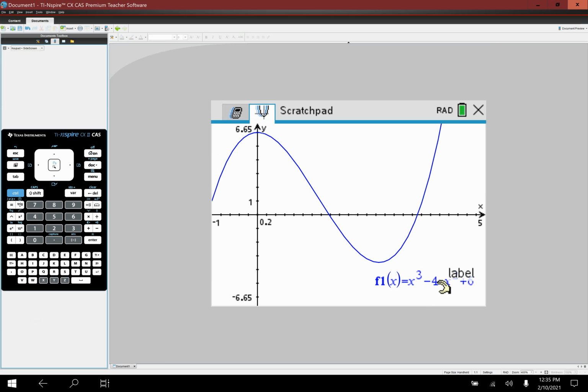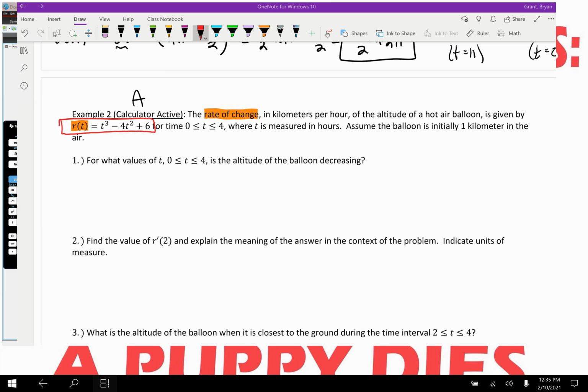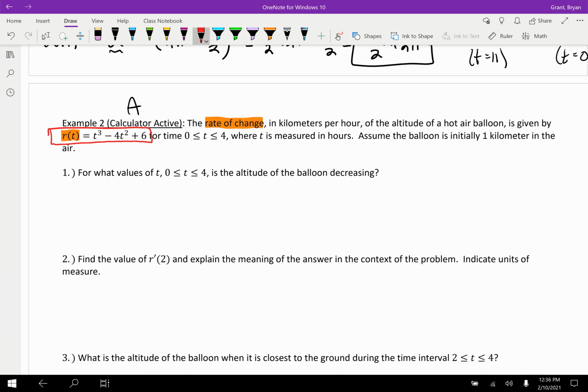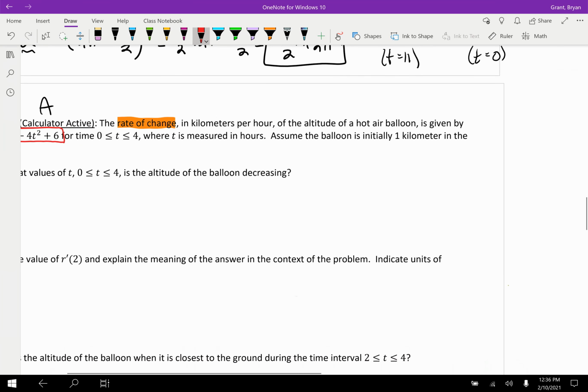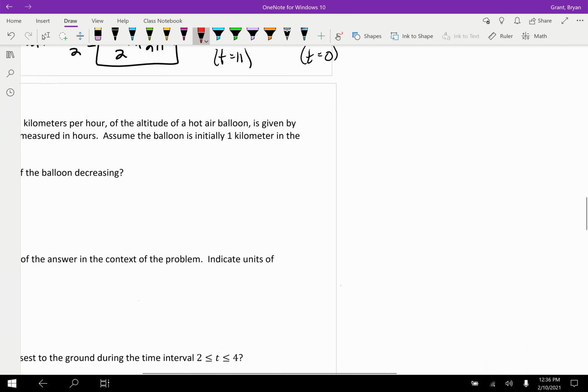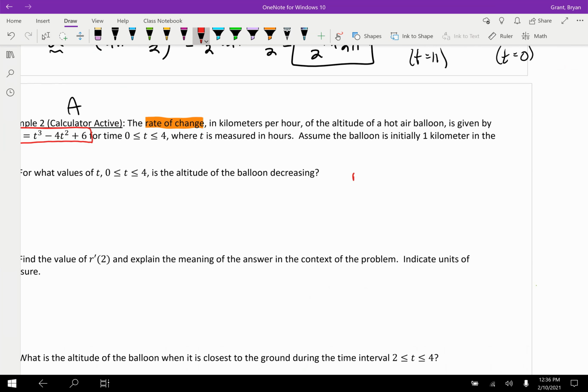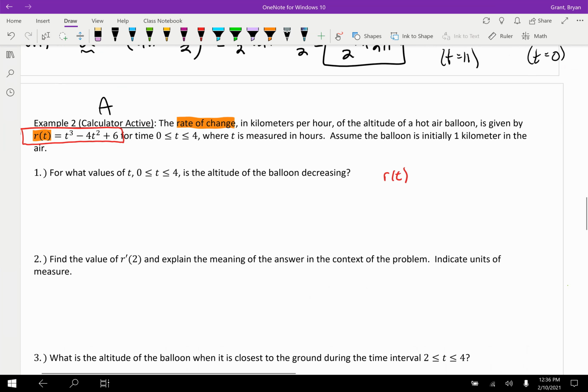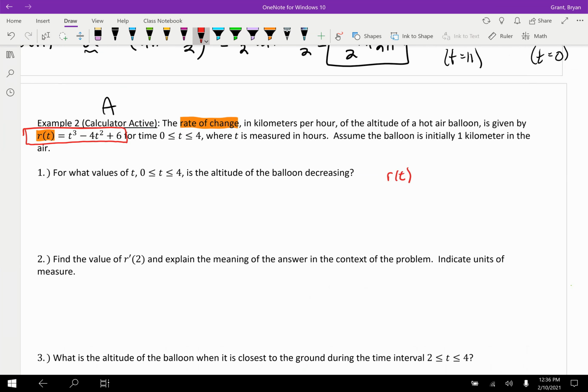The other part that I like to do when I set up these calculator active word problems, or even if it's not calculator active, is write out the 3 levels of equations we're dealing with. And I always include the units. So what does that look like? Well, they gave us the equation r of t. And we know the units of r of t. t is, of course, time in hours, but they told us this is the rate of change in kilometers per hour.